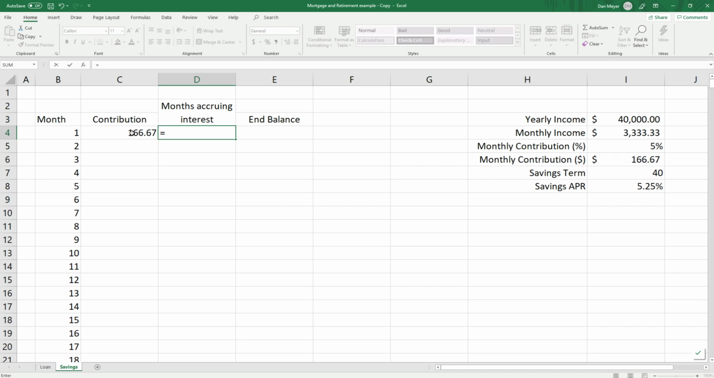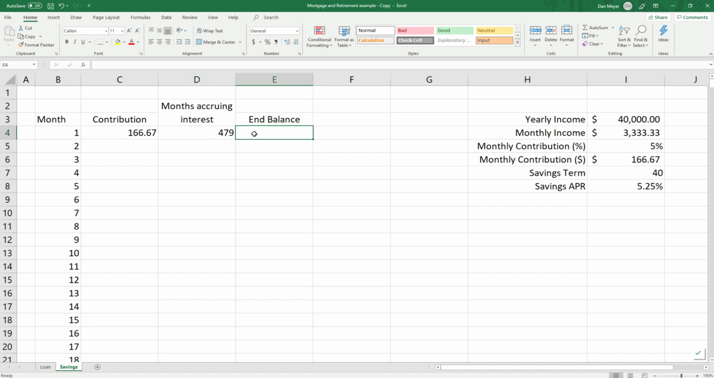Okay? If I want to know how many months it's going to accrue interest, it's going to accrue interest for almost the entire savings term. So 40 years times 12 months a year, but not that first month. Again, we're pretending that we're going to put that money in the bank at the end of that first month, so it's not going to earn interest for that first month. So it's going to earn interest for 479 months out of the 480 months that we're going to be saving.